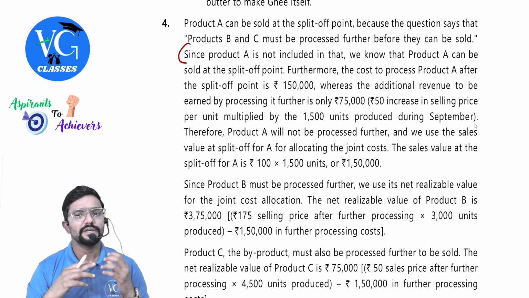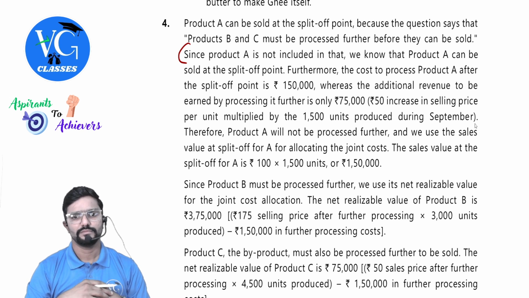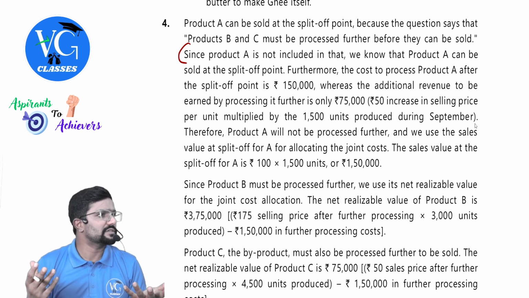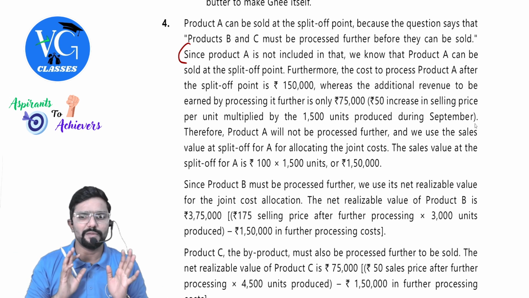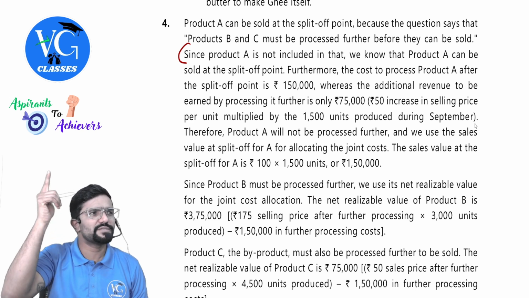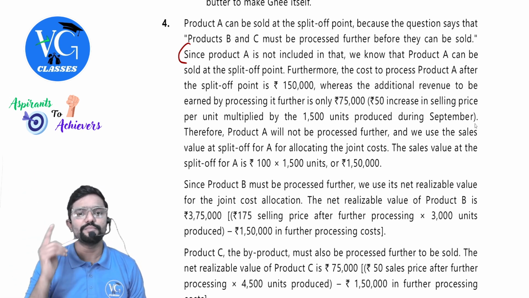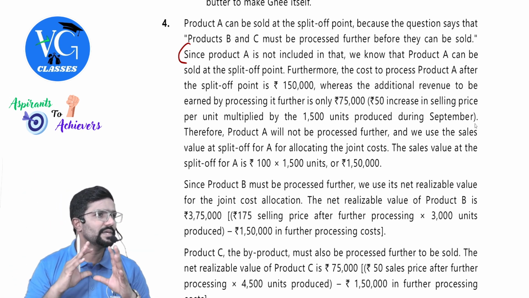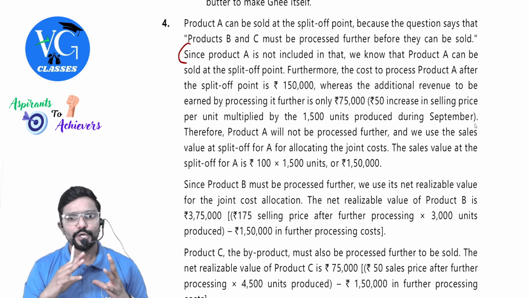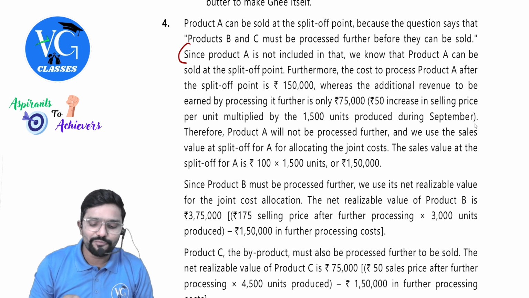How did we get it, sir? 50 increase in selling price per unit multiplied by 1,500 units produced. Okay, they calculated only with units produced, not with the units sold. But anyway, the decision will be the same. Units sold is different. We did with units sold. That's why I guess we got 1 lakh. Clear. Incremental revenue. But here they have taken only units produced, guys. Anyway, the decision will remain the same. Therefore, product A will not be processed further, and we use the sale value at split off point.